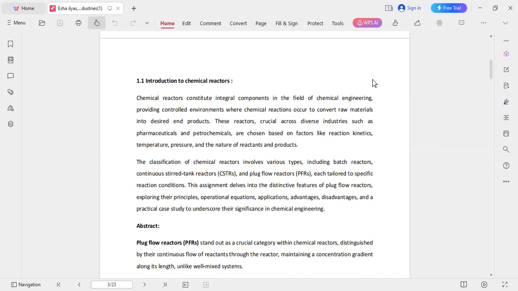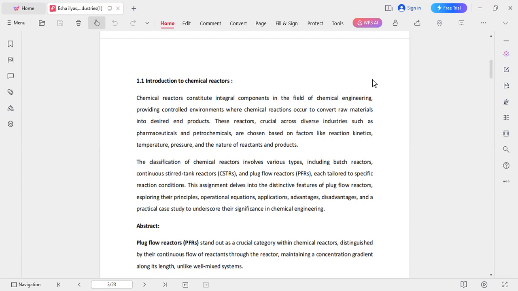These reactors, crucial across diverse industries such as pharmaceuticals and petrochemicals, are chosen based on factors like reaction kinetics, temperature, pressure, and the nature of reactants and products. The classification of chemical reactors involves various types, including batch reactors, continuous stirred tank reactors, and plug flow reactors, each tailored to specific reaction conditions.